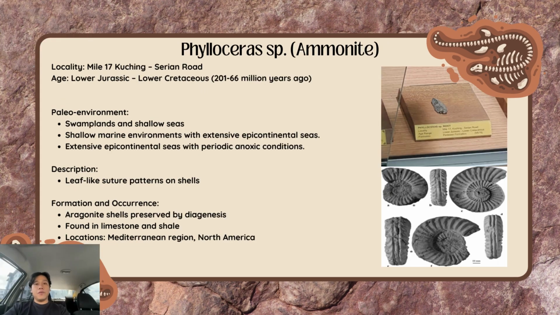Now, let's move on to another intriguing fossil, the Phylloceras and Ammonite. These fossils were found along Mile 17 Kuching-Serian Road and date back to a much older period, ranging from the Lower Jurassic to the Lower Cretaceous, approximately 201 to 66 million years ago. The paleo environment during this time included swamplands and shallow seas, where these ammonites thrived.